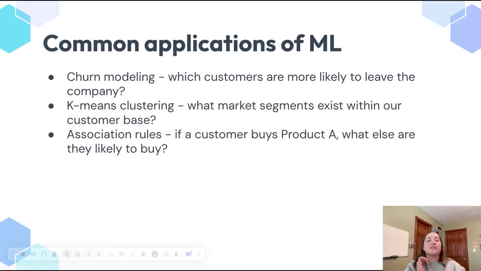So some common applications, that churn modeling I mentioned. K means clustering, so what market segments exist within our customer base. Association rules, if a customer buys product A, what else are they likely to buy? So if a customer is going to buy diapers, what we've learned is that the next thing that they might buy at the grocery store is beer. So that's why you'll often see that diapers and beer, sometimes they try to put them kind of close together, and sometimes they try to put them on opposite sides of the grocery store to get you to go through the entire grocery store.